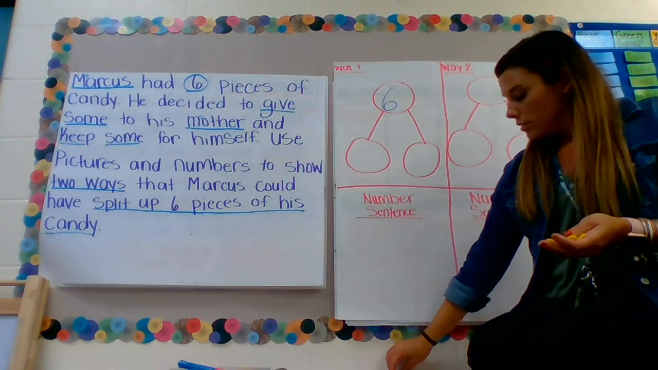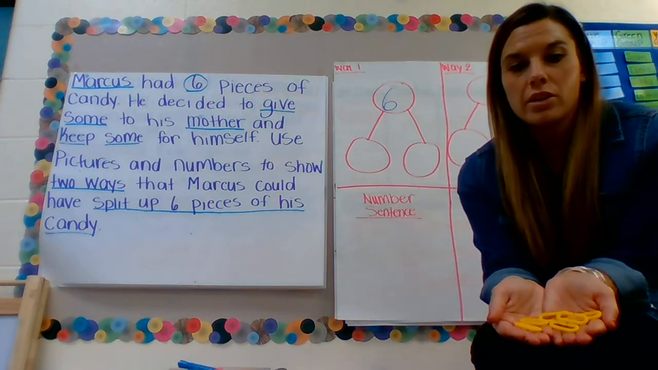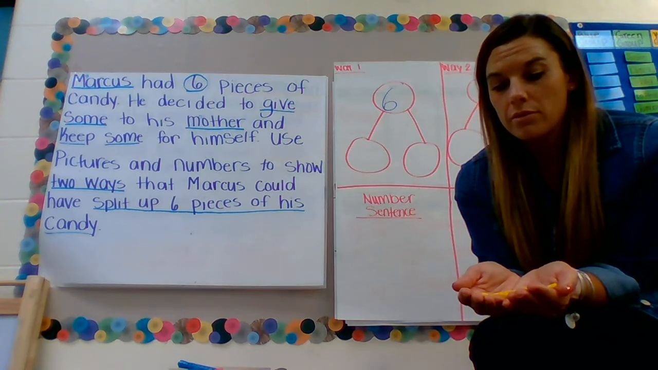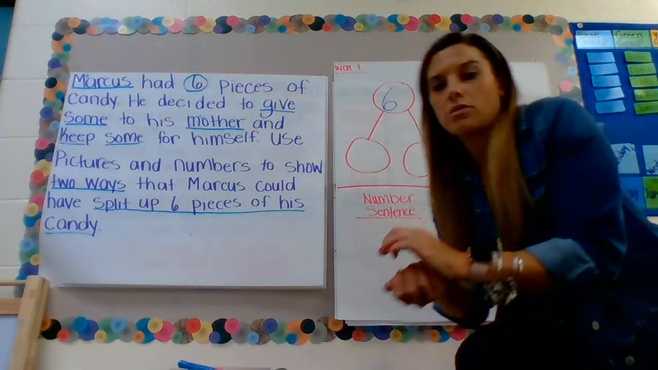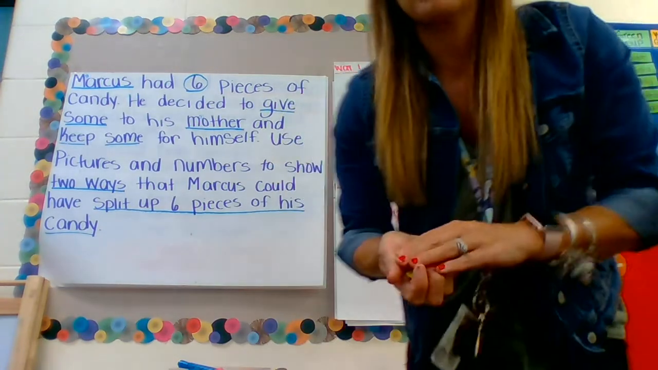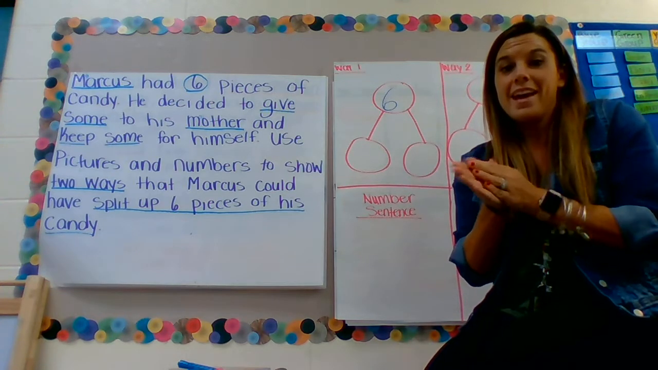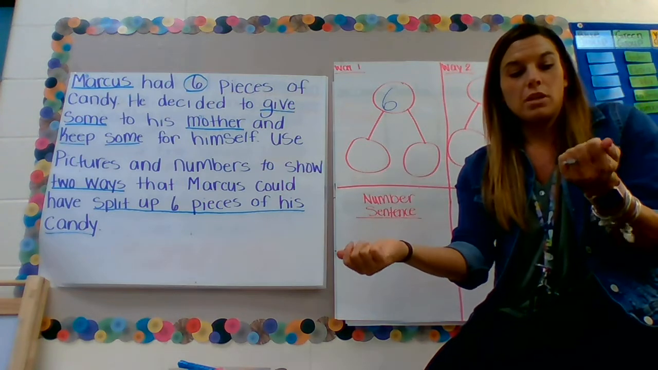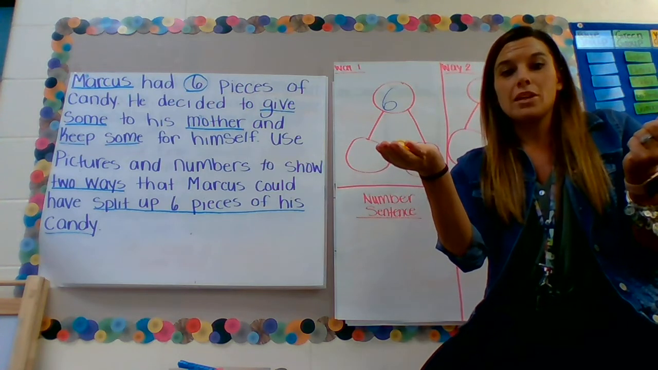So here's how you're going to solve this problem. You have 6 pieces of candy, pretend pieces of candy in your hand. Okay, so you can either set them down on the table in front of you, or you can put them behind your back. I'm trying to figure out how you can see. Okay, I'm going to go like this with my 6 pieces of candy. I'm going to mix them all up in my hand, and then I'm going to stop and have some in one hand and some in the other hand.